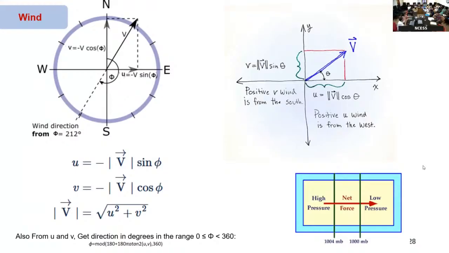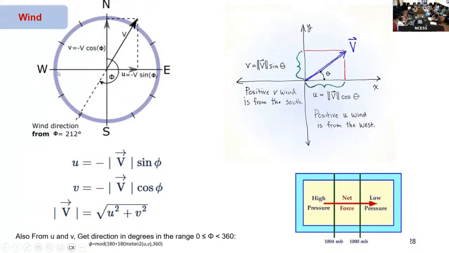Actually, here people resolve the wind into two components. The X component is U, the zonal wind. What is the Y component? Meridional. So always remember, this wind is called U wind, and this is called V wind.